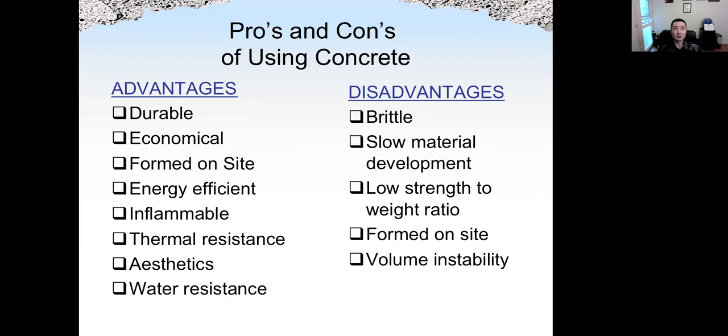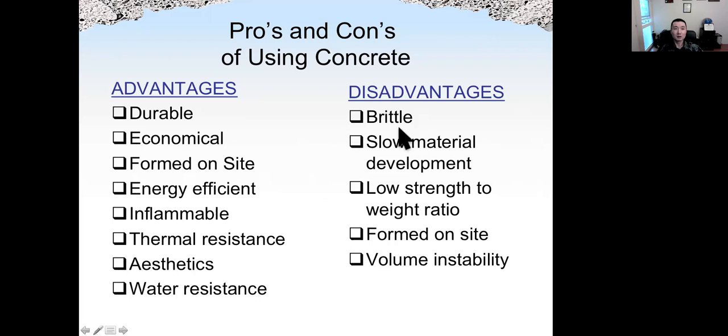Concrete is also non-flammable, so it is very resistant to fire and thermal effects. On the other hand, steel is not very thermally resistant. And concrete is also water resistant. It is not afraid of water, especially well-designed concrete.